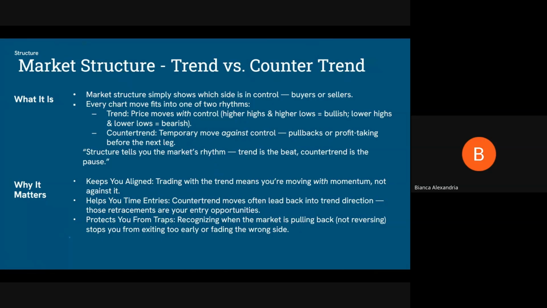Next, it helps you time your entries. Oftentimes the counter trend move leads back into the trend direction, and those retracements, for which we're going to use Fibonacci later in this presentation, will help us with our entry opportunities. Also, understanding structure helps you avoid traps. When you recognize that price is just pulling back and not turning all the way around, it helps you not get stopped out too early or enter on the wrong side.